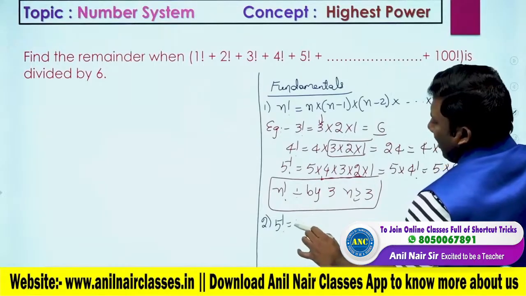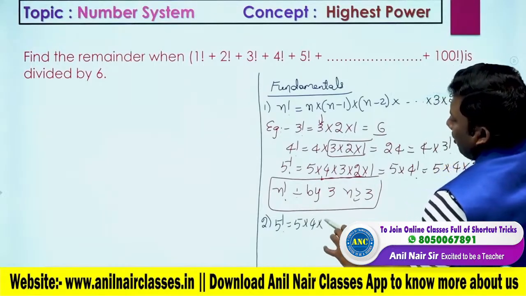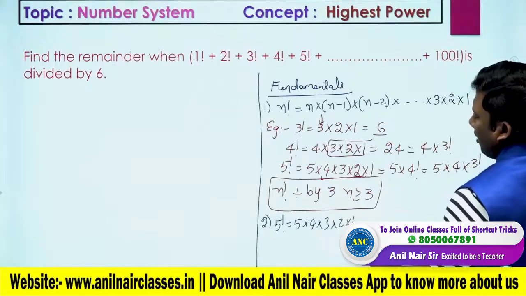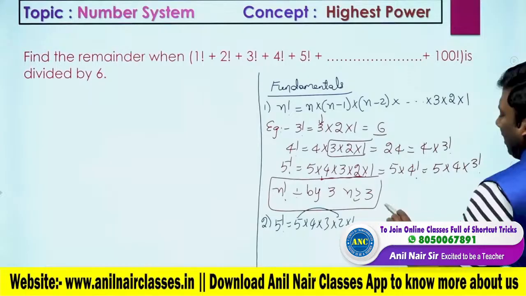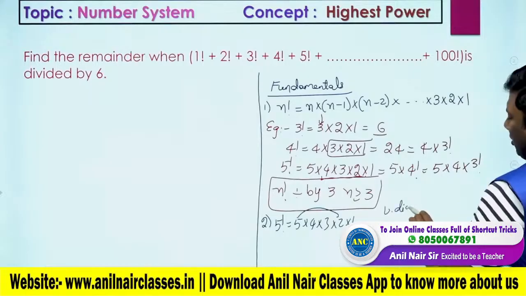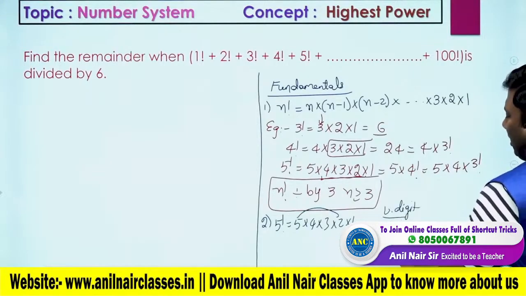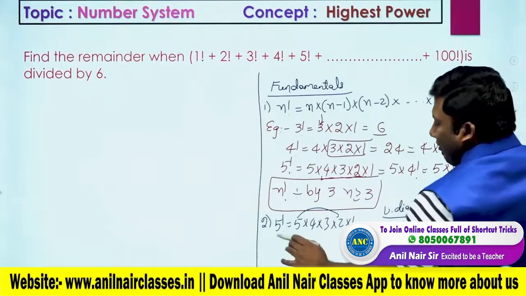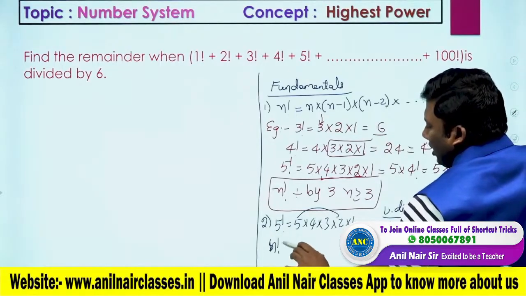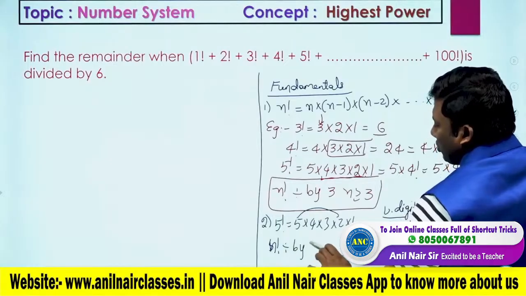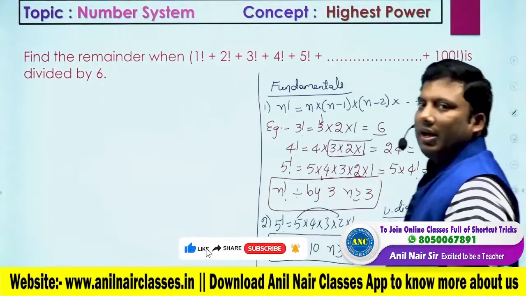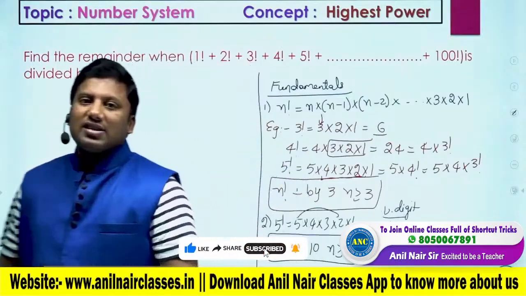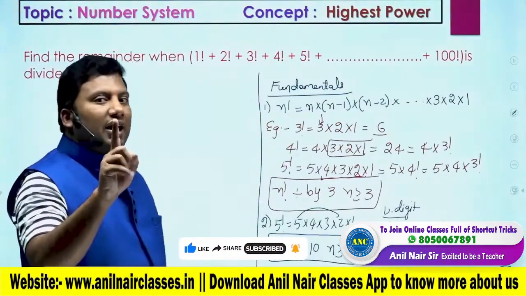The second point is, 5 factorial is 5 into 4 into 3 into 2 into 1. These 2 fives are 10. Any number multiplied by 10, the answer's unit digit is 0. That means from 5 factorial onwards, n factorial is always divisible by 10 for n greater than or equal to 5. Make a note of it, sir.